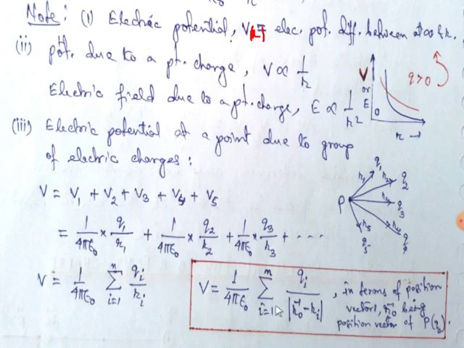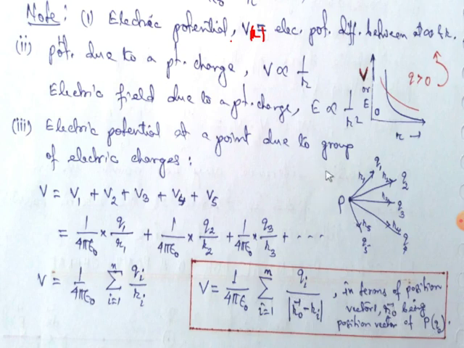Now, in terms of the position vector R0, what happens? We can express it as 1 by 4 pi epsilon naught, summation of Qi by the modulus of R0 minus Ri. There should be one vector and this should be a modulus. This is a distance. Got it? Where R0 is the position vector of P0.